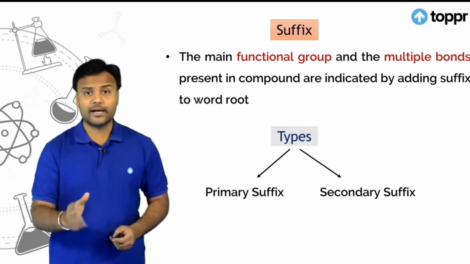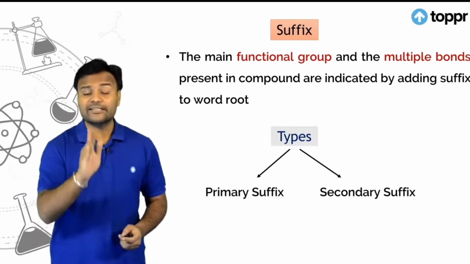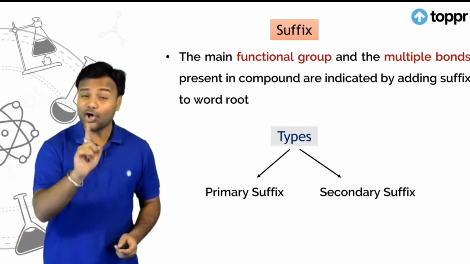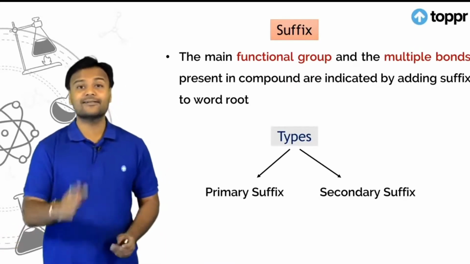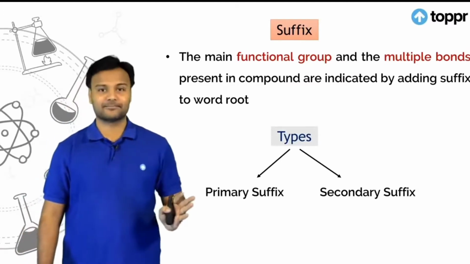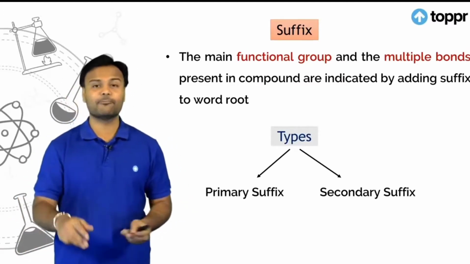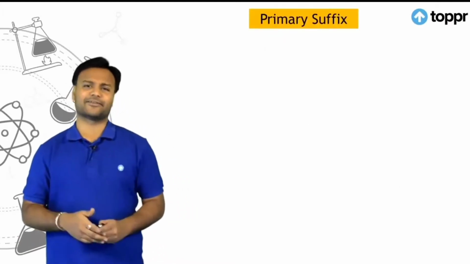For example, assume that you have an organic compound which does not contain any functional group. Then that organic compound name consists of only a primary suffix. But if you have a functional group, then it consists of both a primary suffix and a secondary suffix.